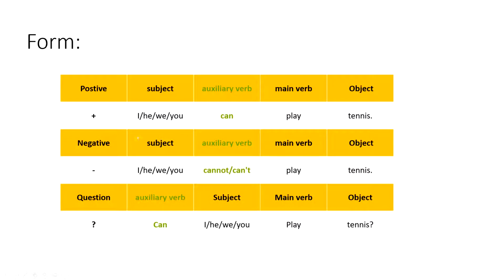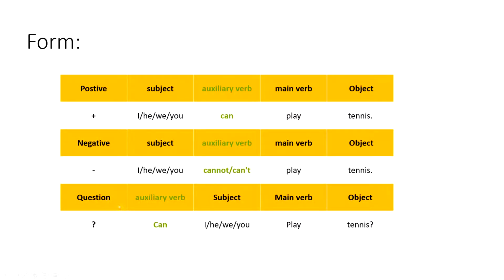For the negative, it's the same thing. We just change can to can't or cannot. Look at cannot here, it's one word. We don't separate it. It's not like the other auxiliary verbs. For example, do not is separated. Does not is separated. But when we write cannot without contraction, we write it in one word like this.